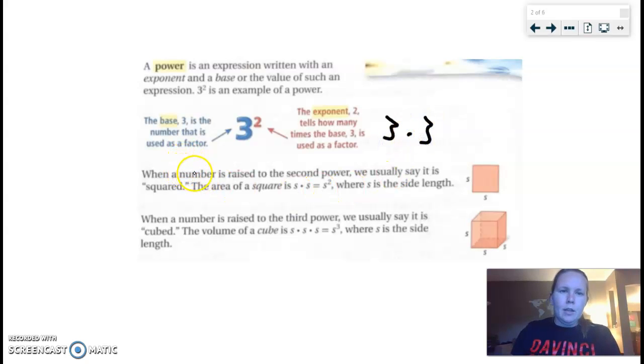The number is raised to the second power. We use it as squared. The area of s times s is s squared, so that would be if you're finding the side length of a square. That's why they call it squared. When a number is raised to the third power, we call it cubed, because if I multiply side by side and then by side, I end up getting the volume, or what would be the cube. So that's why anything to the second is called squared, and anything to the third power is cubed, at least the terminology for math.